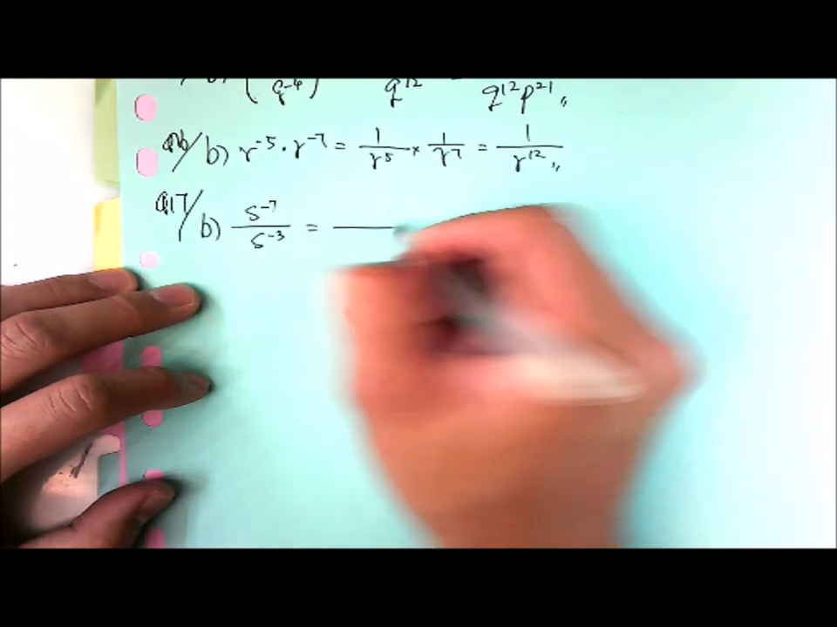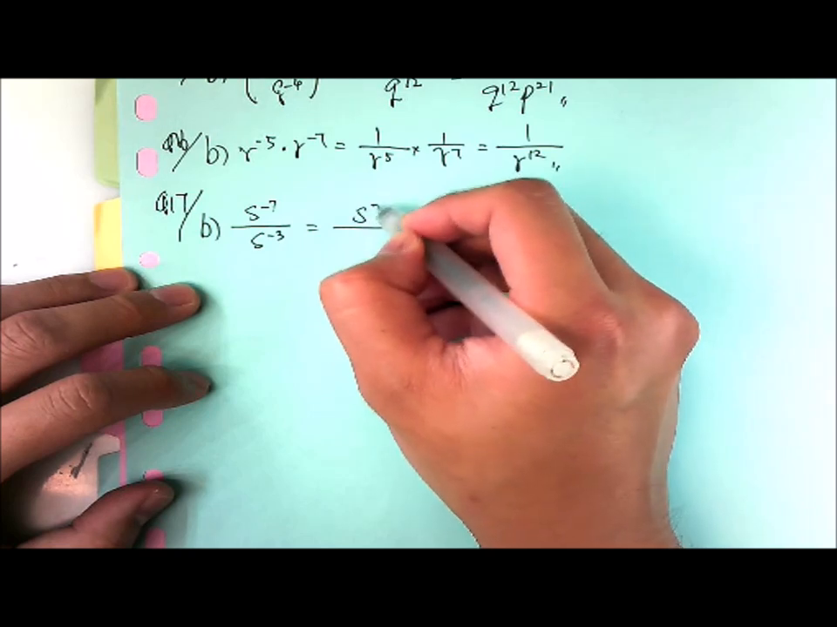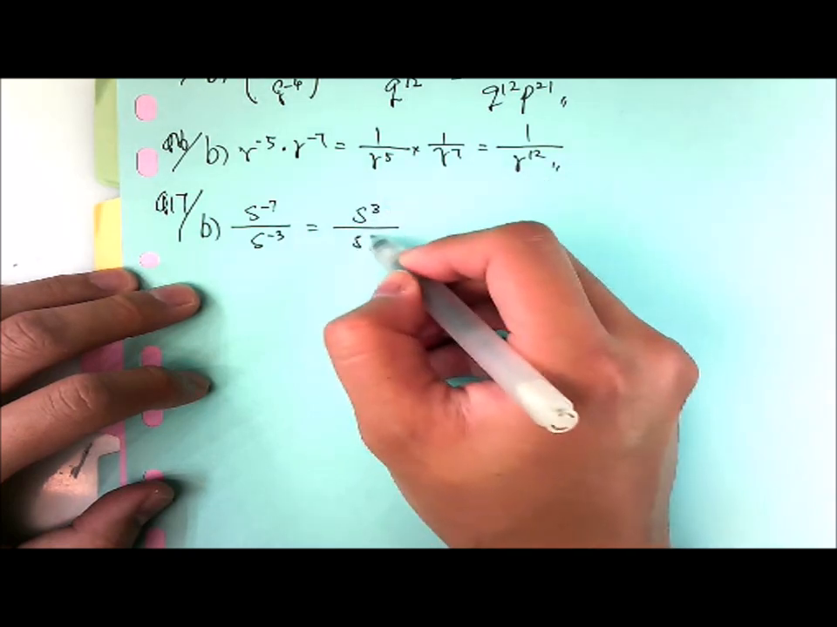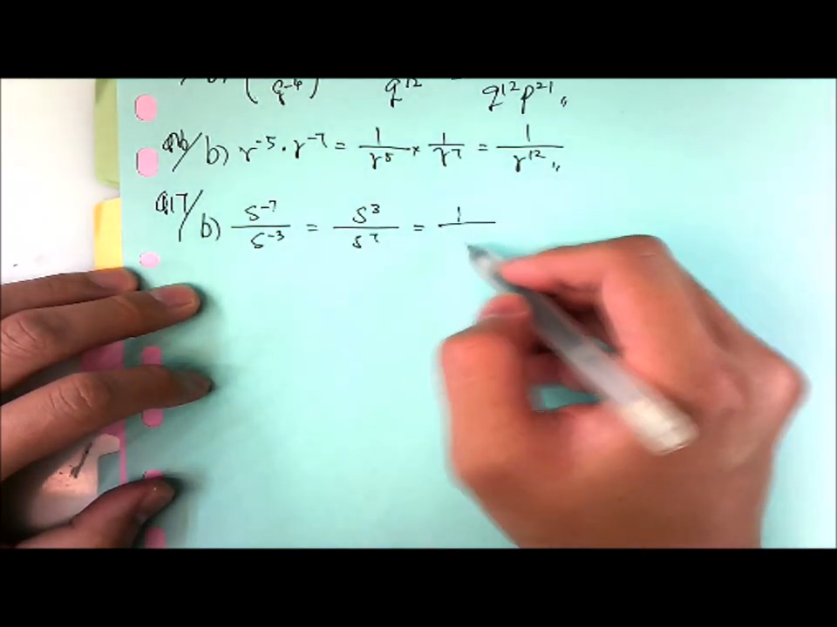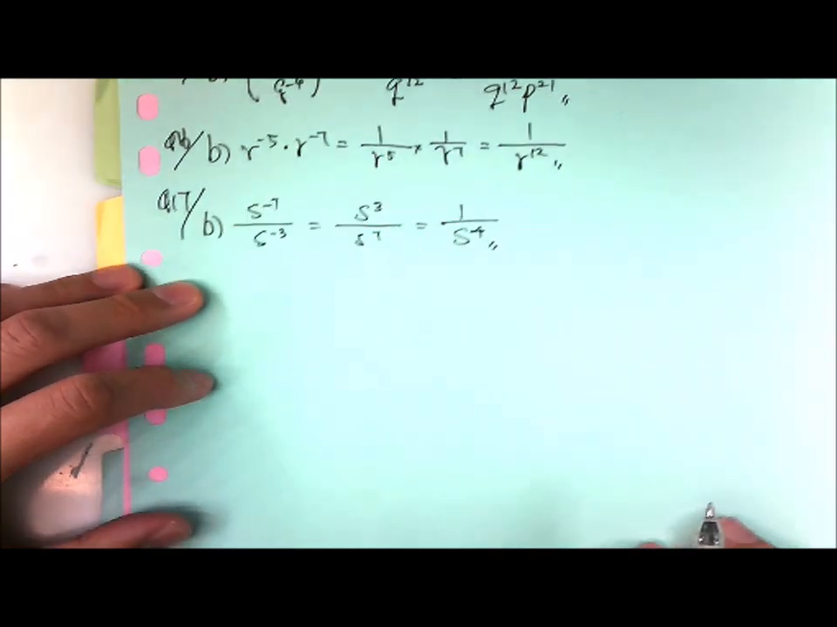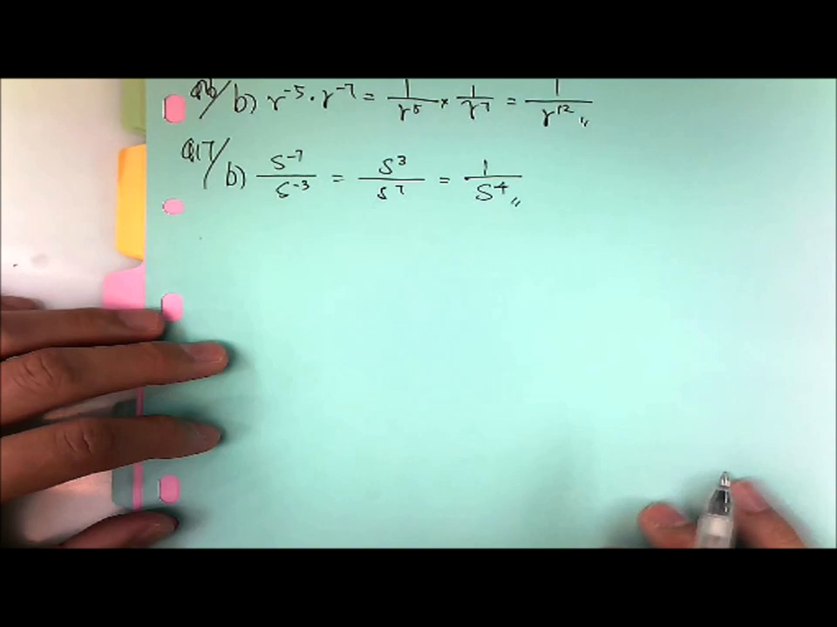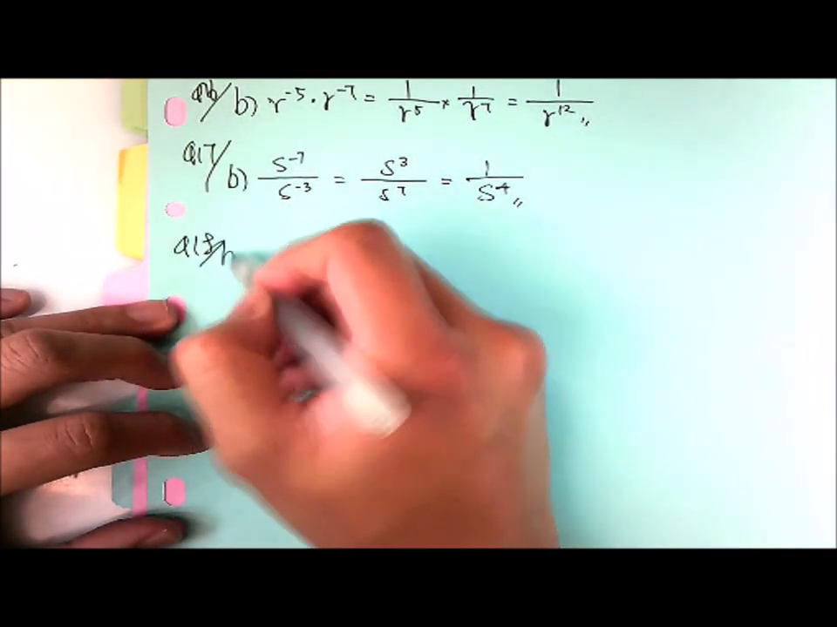So go to 17, B, S to the power minus 7, S to the power minus 3. So we make it positive first. Okay? The 3 will go to above, this go to bottom. So use your cancellation as usual. You have this. Okay? Understand? So keep going.